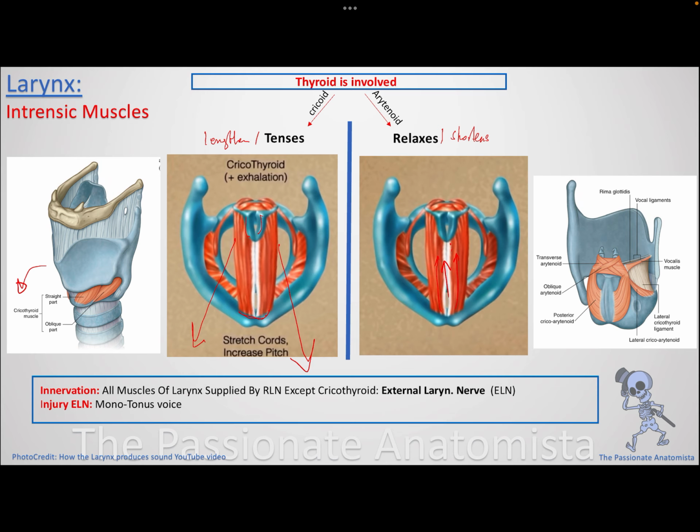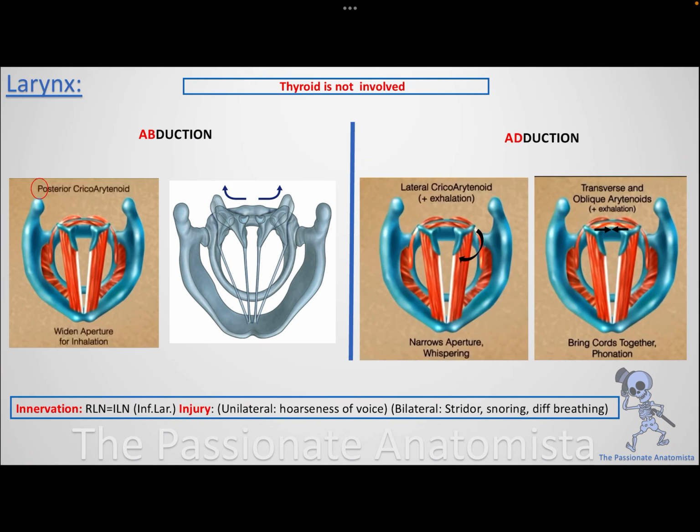You see how we are lengthening the vocal cords? Because the muscle is attached outside here, so when it contracts, it brings the thyroid anteriorly, and that will lengthen the vocal folds.